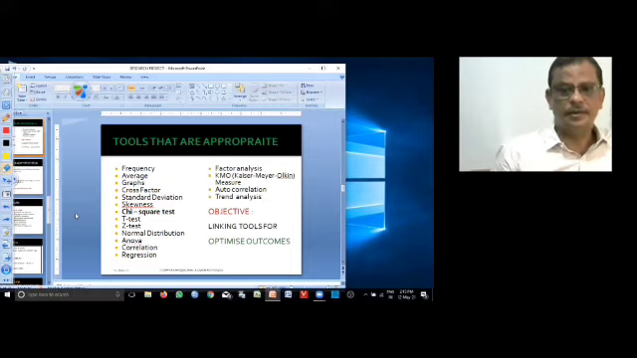You see the tools are here. One is frequency, average, graphs, cross-factor analysis, standard deviation, skewness, chi-square, t-test, z-test, distribution, ANOVA, correlation, regression, factor analysis, KMO, autocorrelation, trend analysis. So I think within that you can cover all these tools to make use of them and to find the result. So what is the objective of the tools? The tools are for linking, to optimize outcomes or optimize value, or for concrete findings.